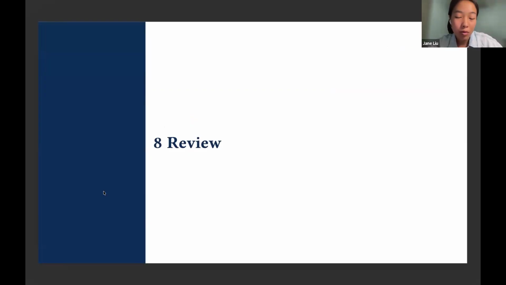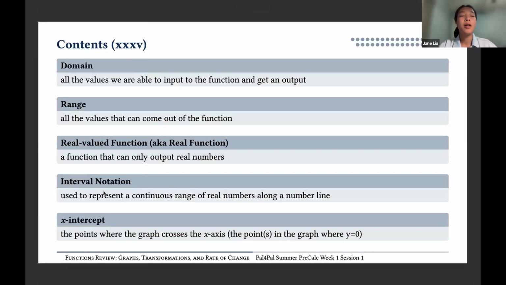Okay, so we are going to do a review now. For the review part, we're going to go over all the definitions that we covered in this class. Go to the next page. So we go over domain: that's all the values we're able to input into the function and get an output. The range is all the values that can come out of a function. A real valued function, aka real function, is a function that can only output real numbers. And interval notation, which we use to represent a continuous range of real numbers along a number line.